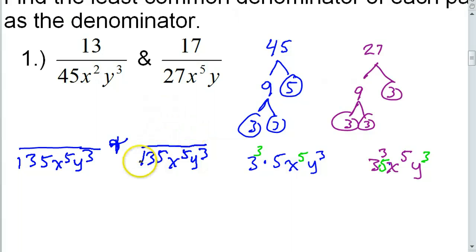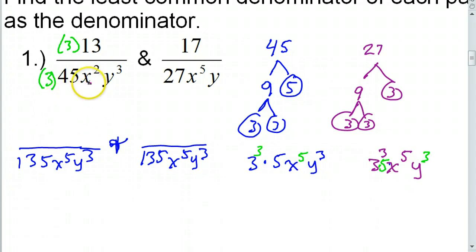Now, obviously, I can't just change them, because I can't change the value of the fraction. So anything I did to the denominator, I have to do the same thing to the numerator. Do this on your calculator real quick. How many times does 45 go into 135? Do 135 divided by 45. How many times did it go? 3 times? Okay, so basically I multiplied by 3. So I need to do that in the top and the bottom.